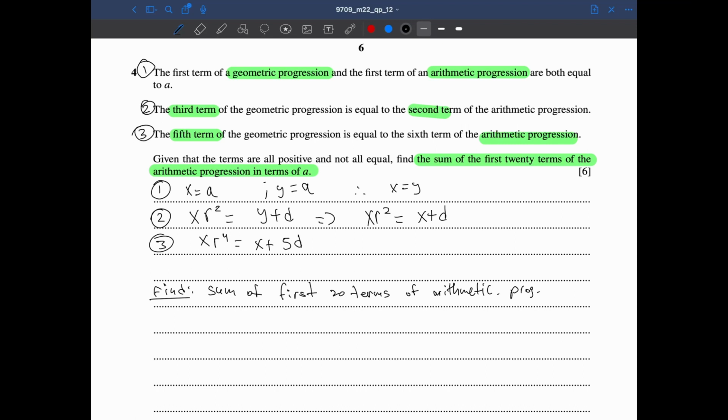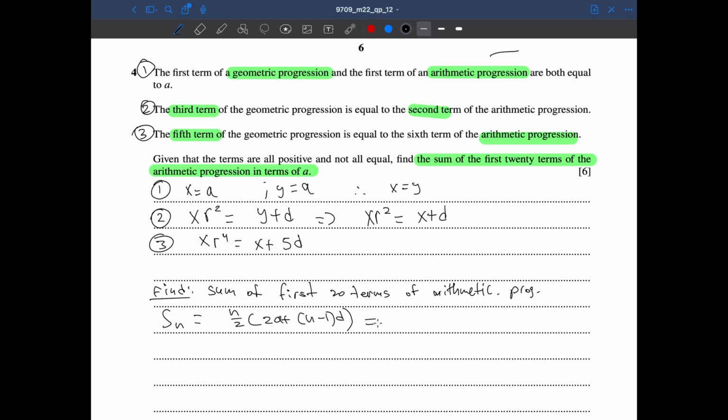So you'll be provided with a formula sheet which has the formula for the sum of an arithmetic series. The formula for the sum of the first n terms is Sn equals n over 2 multiplied by 2a plus n minus 1 multiplied by the common difference d. So a is the first term, which is our x or y, and n in this case is going to be 20 because we need to find the sum of the first 20 terms.